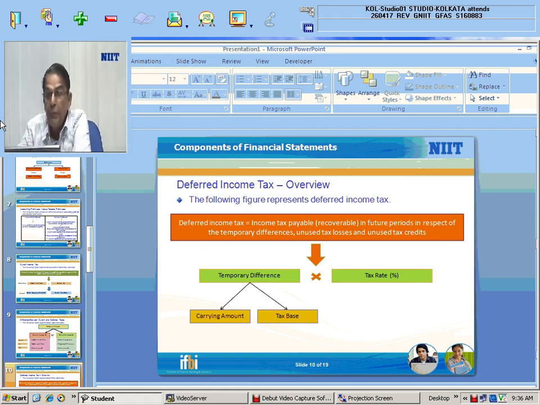It is calculated on the temporary differences multiplied by the tax rate for the year. And temporary difference, as you know, is the difference between the carrying amount of an asset or liability and its tax base. Any question up to this?